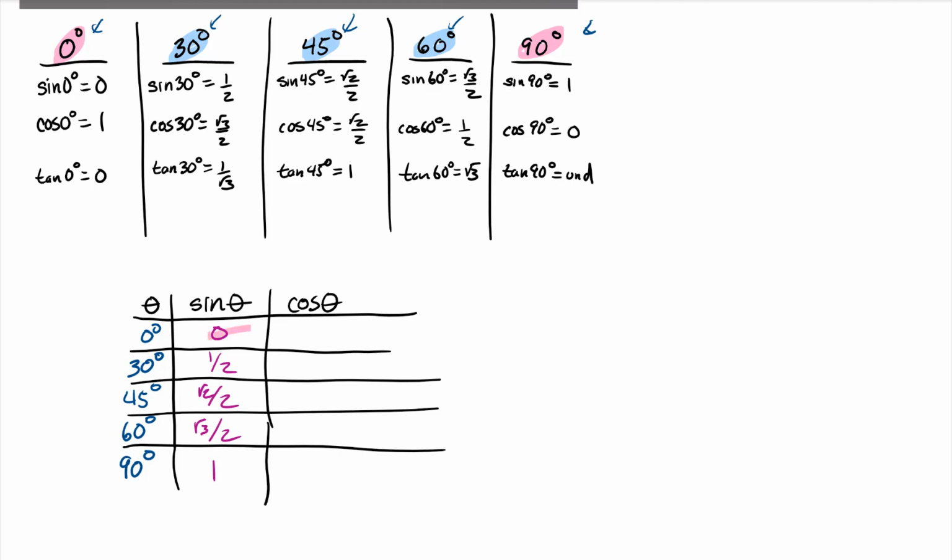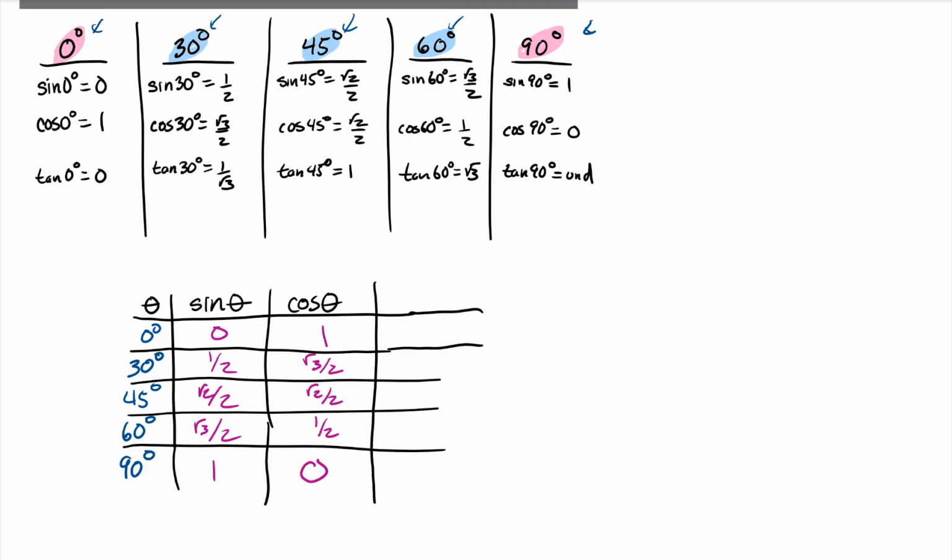Now, if we look at this pattern, see how it goes 0, 1/2, root 2 over 2, root 3 over 2, root 4 over 2. I mean 1. Well, cosine's going to work in the opposite direction, where we're just moving up now. It's the same numbers. Now, I just memorized sine and cosine. Tangent comes for free.